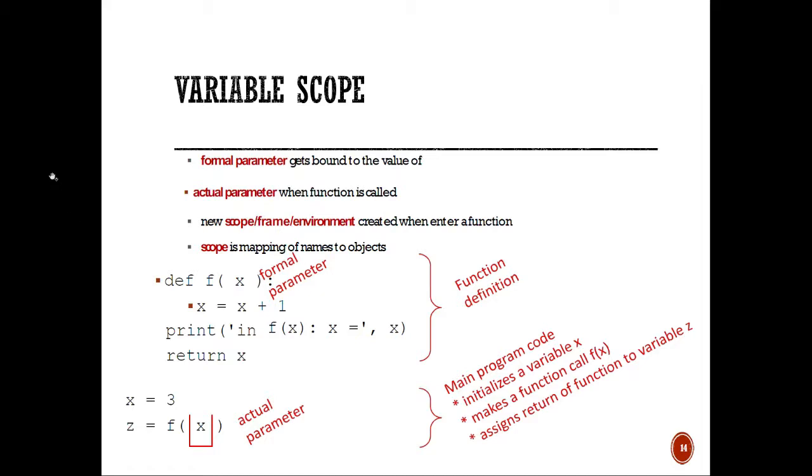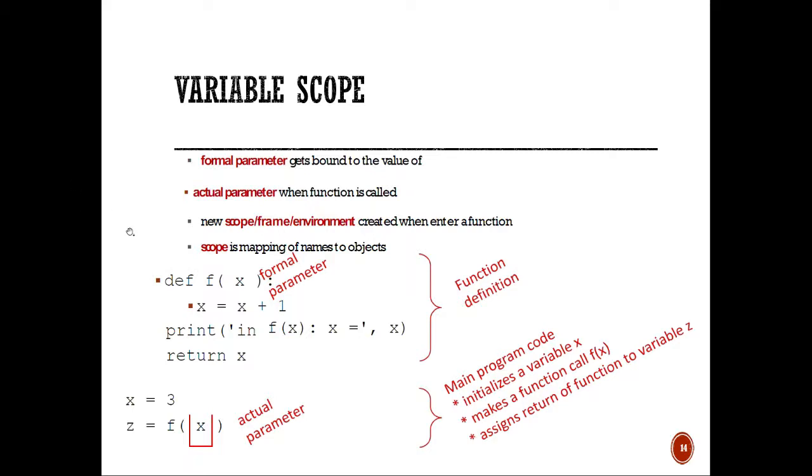So within a function, we can determine or define the scope of a variable. Once we define a variable, we define a formal parameter that gets bound to a particular value. Then the actual parameter, when the function is called, is a new scope, or a frame, or an environment, which we create when we enter the function. So the scope is a mapping of names to objects.